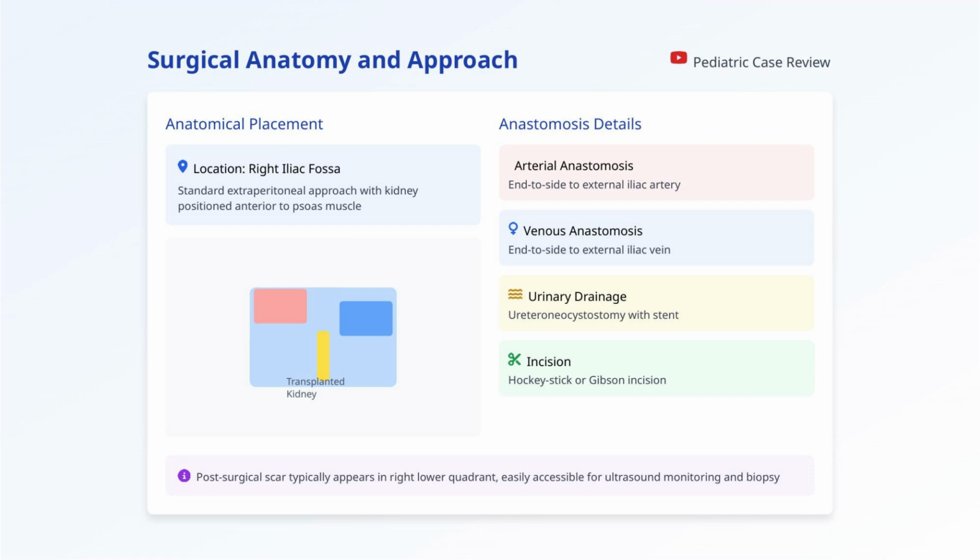The surgical incision is typically a hockey stick or Gibson incision. Post-surgical scar appears in the right lower quadrant, which is easily accessible for ultrasound monitoring and biopsy procedures. This standardized approach has been proven to provide excellent outcomes with minimal complications in pediatric patients.